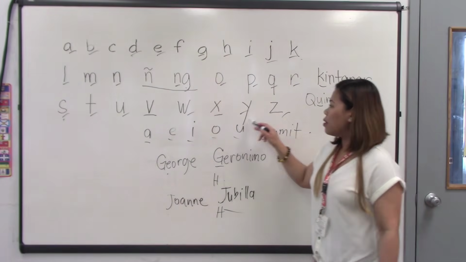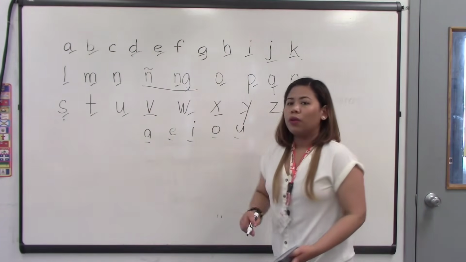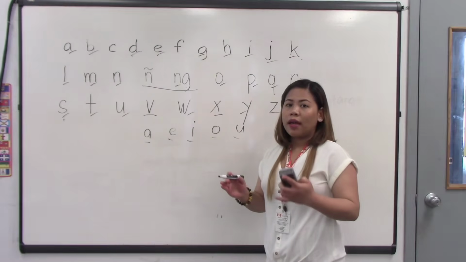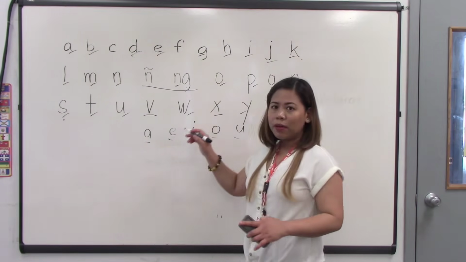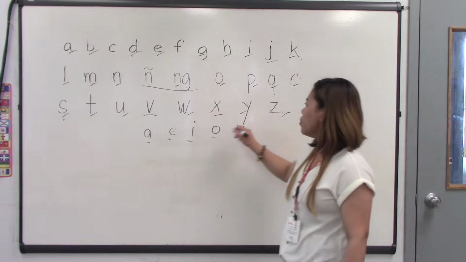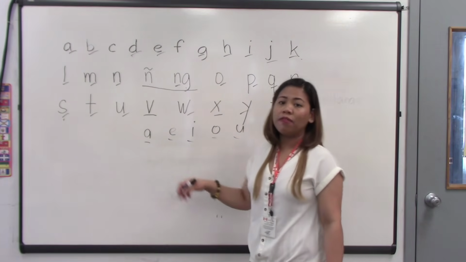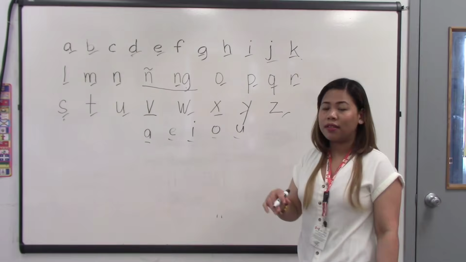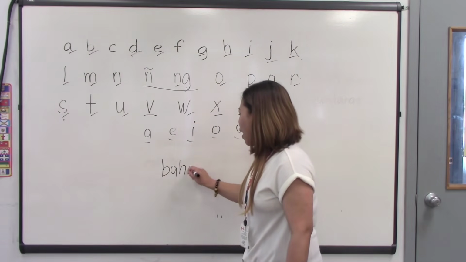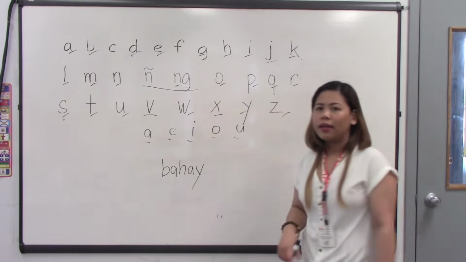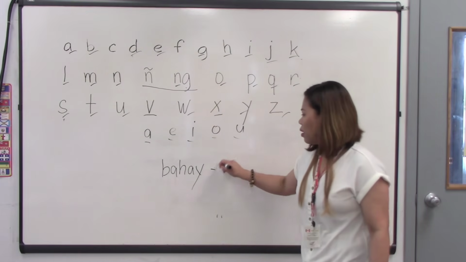Now we go to the diphthongs. The rule for our diphthong is like the rule in English. So for any syllable that ends in W or Y and is preceded by a vowel, then we call it a diphthong. For example, the word bahay. It means a house.